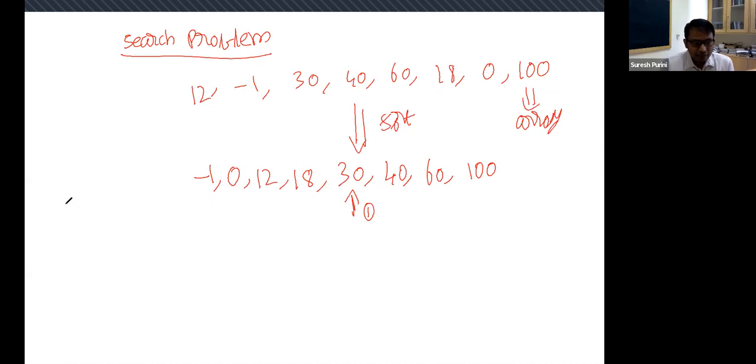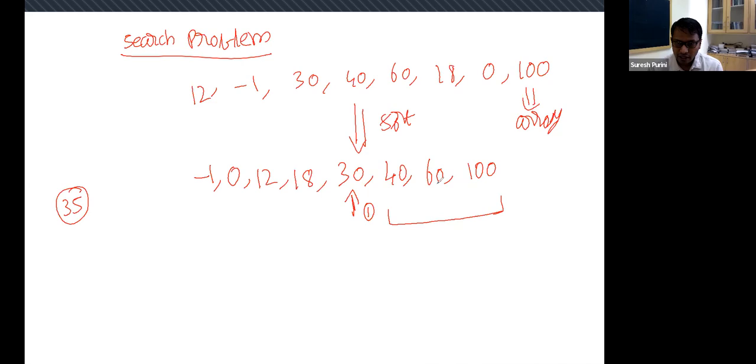35 is the element that we are searching for. So now is 35 greater than 30 or less than 30? 35 is greater than 30. So can we safely ignore the left half of this array? Yeah, so we ignore the left half and we confine ourselves to the right half.